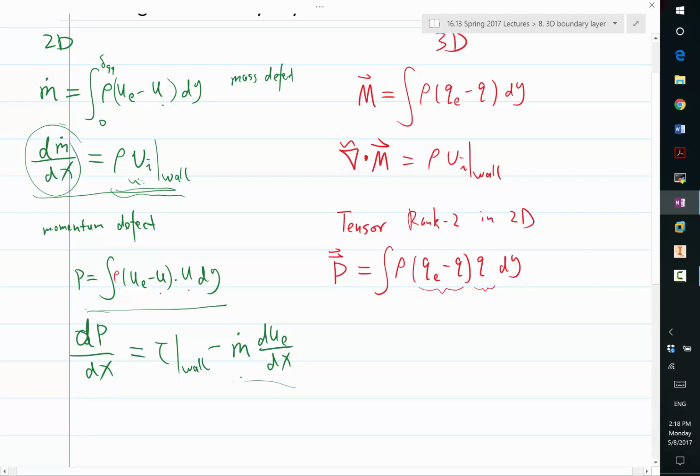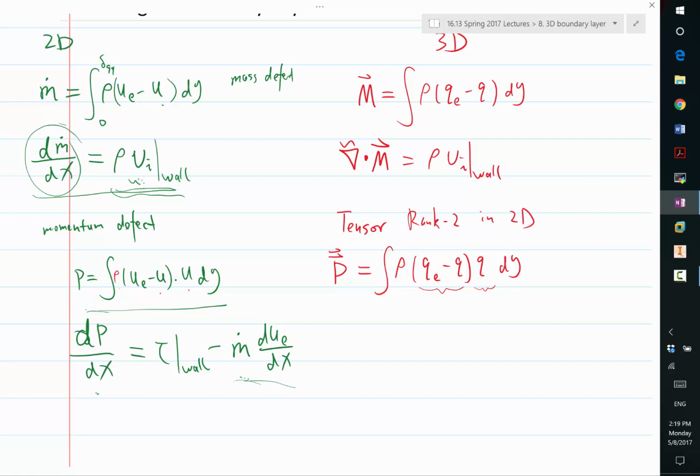Yeah, I think we have a term like this that comes from this uv at the wall term that we have to deal with in the momentum defect equation, and that term actually helps us combine this term and this term into an equation that describes the change in the momentum thickness, right? d theta dx.